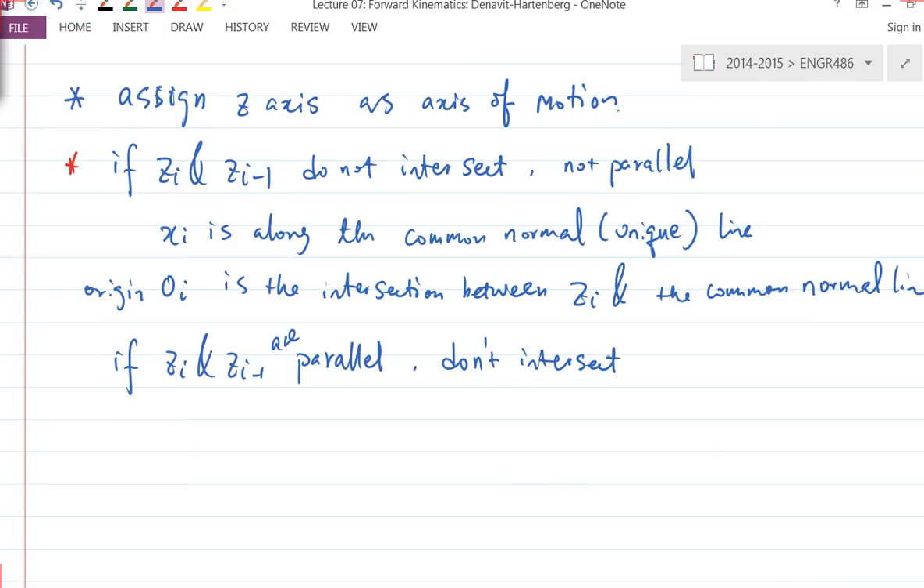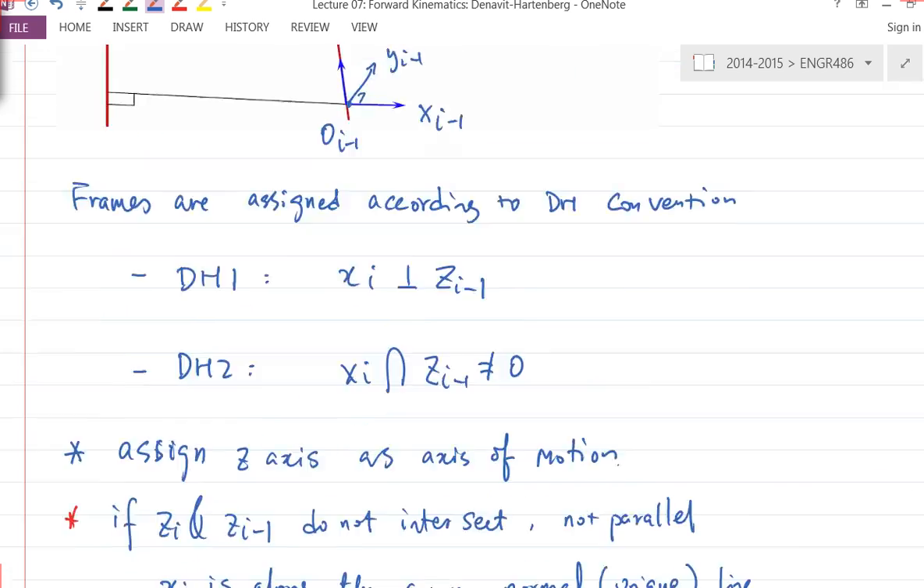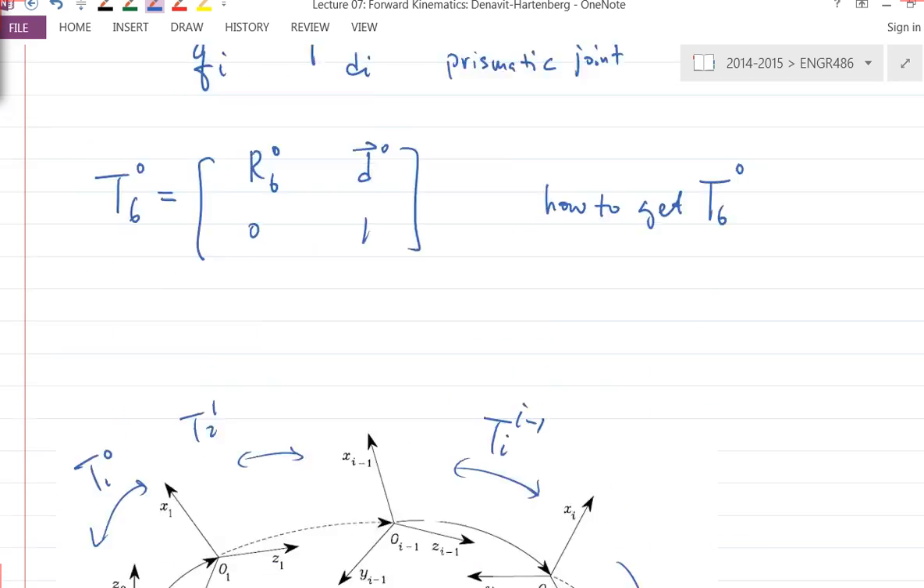Okay, but they don't intersect. So that's a special case, right? Yeah. So under what kind of circumstances do you see that case?